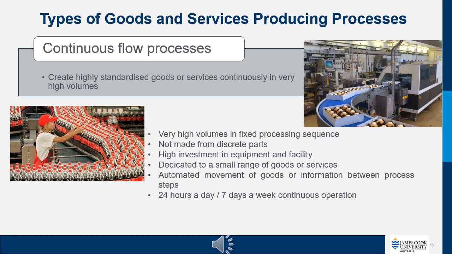So by focusing on standardized and high volume production, continuous flow processes aim to achieve economies of scale, reduce unit costs, and meet the demand of a mass market efficiently. The emphasis is on maximizing production throughput, minimizing waste, and ensuring consistent quality and efficiency.